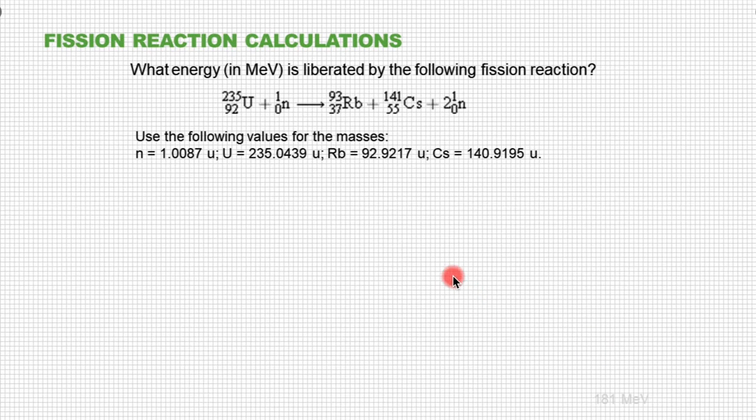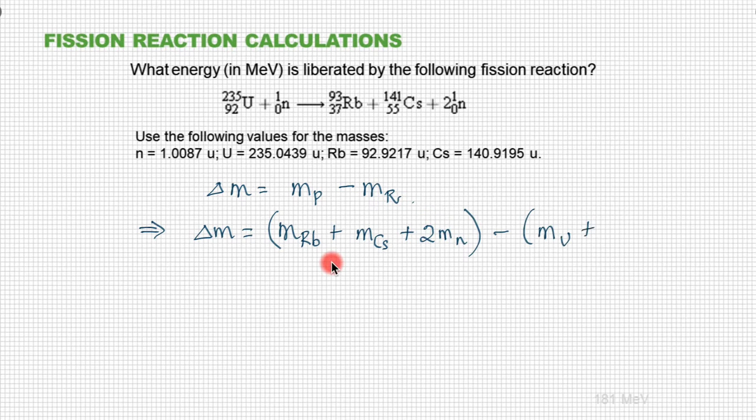We use exactly the same process for a fission reaction calculation. In this particular case, we write the equation and we balance the equation. Here are the masses of the different parts. We write our delta M, or mass defect relationship, mass of the products minus the mass of the reactants. And in this case, we've got the sum of the products being 3 products, and we've got 2 neutrons here, and obviously the mass of the uranium nucleus and the neutron.